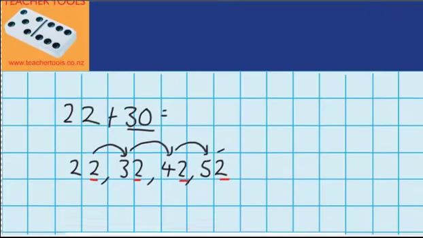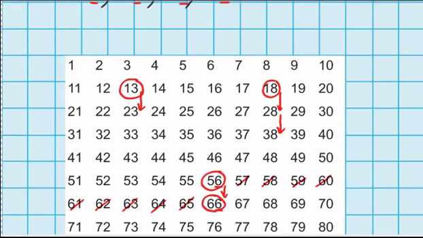We can also see what that looks like on our hundreds board. Here is 22. That's a jump of 10. All the way down to there would be a jump of 20. And all the way down to here is a jump of 30, which takes us to 52.